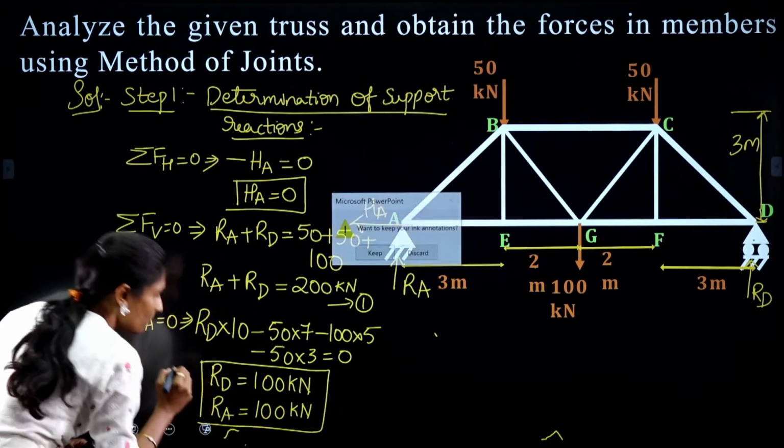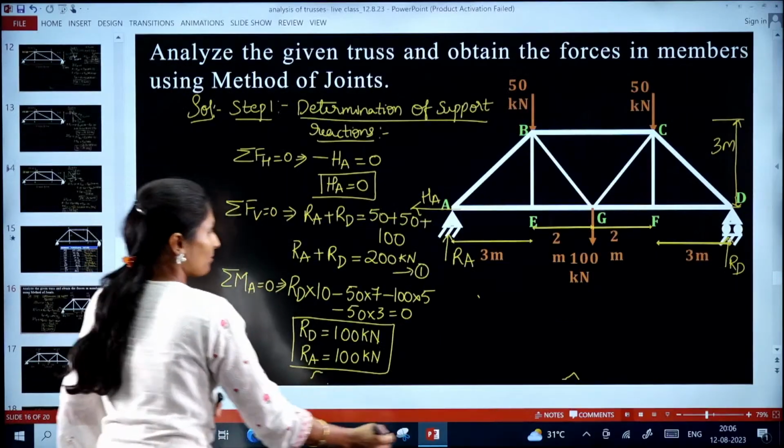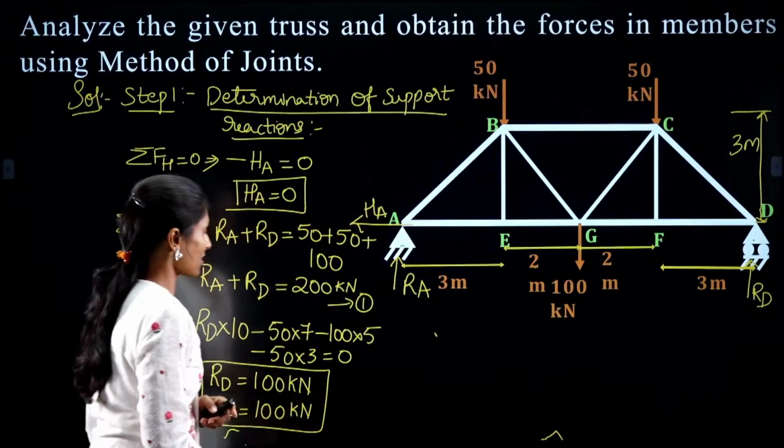Why did you get both the reactions equal? Because this is a symmetric truss.